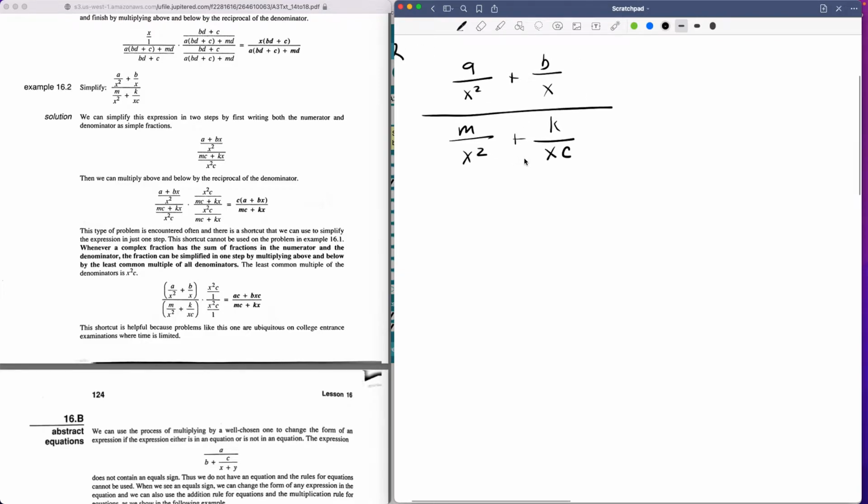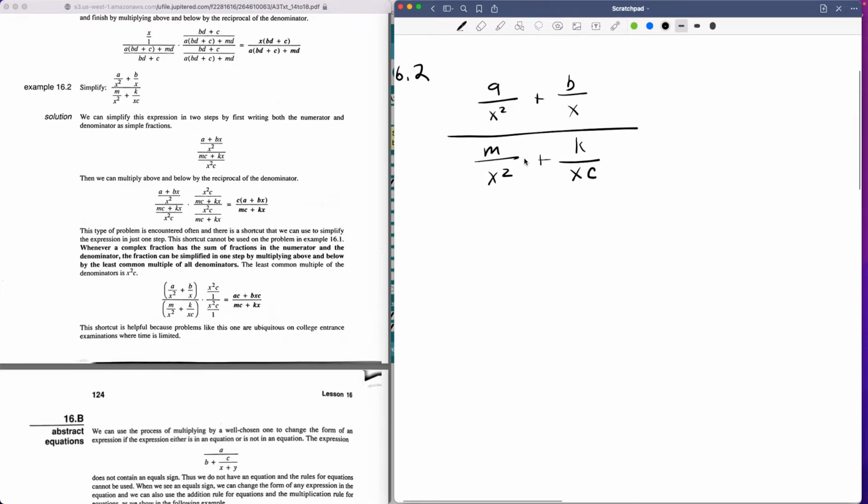So the first thing I'm going to do is find a common denominator for the numerator fractions. So I have an x squared and I have an x. So x squared is going to be my common denominator. So all I need to do is multiply this fraction, top and bottom, by x, and then that's going to give me a plus bx over x squared. And that's the new numerator here.